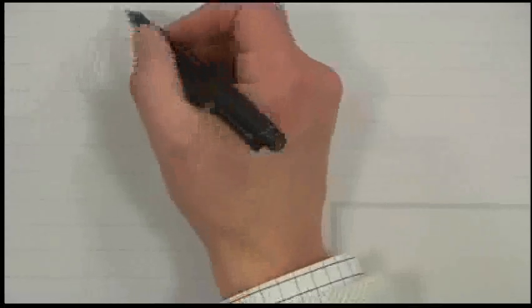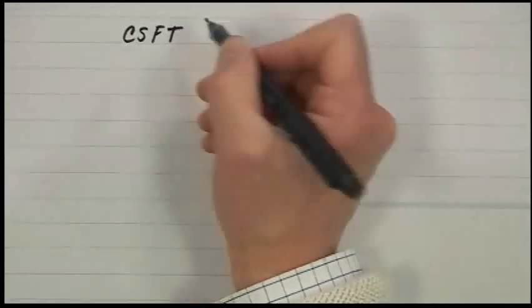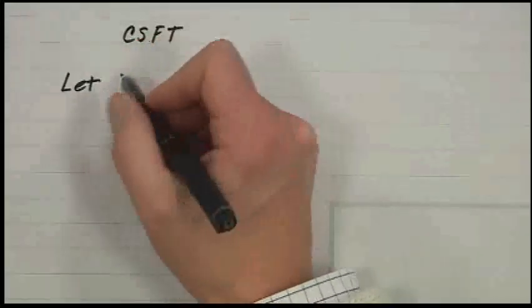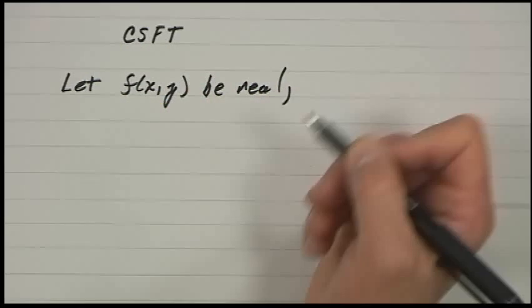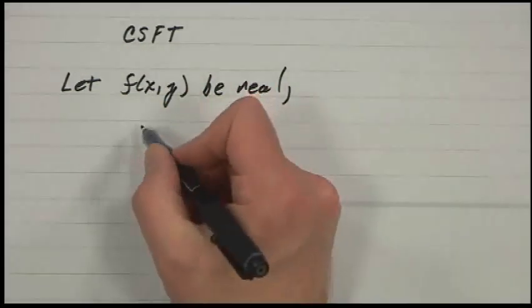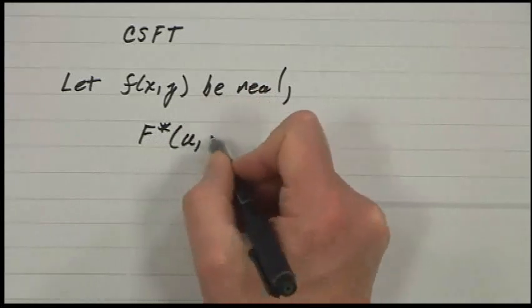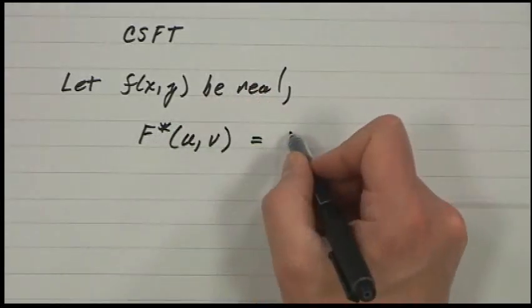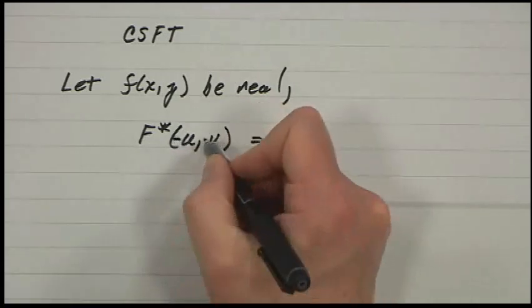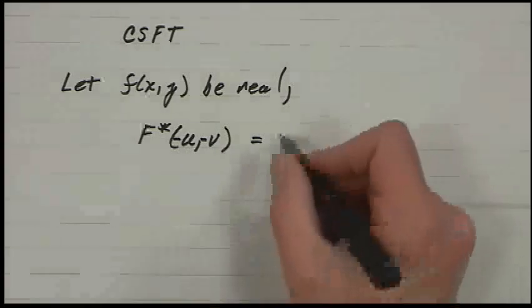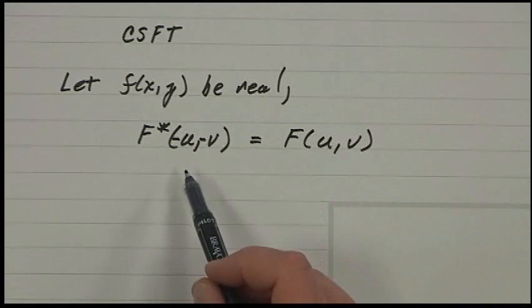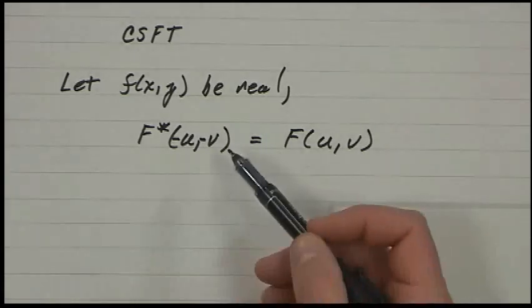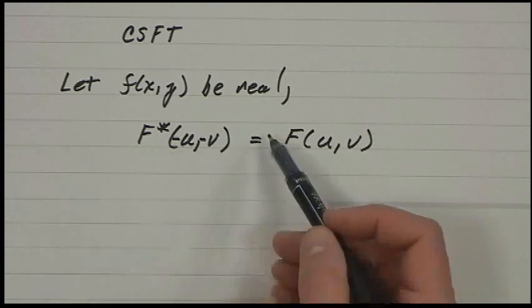So here's an interesting point. If you have the continuous space Fourier transform, let f of x, y be real. If f of x y is real, then we know that f star of minus u, minus v must equal f of u v. That basically just means that the Fourier transform is conjugate symmetric.